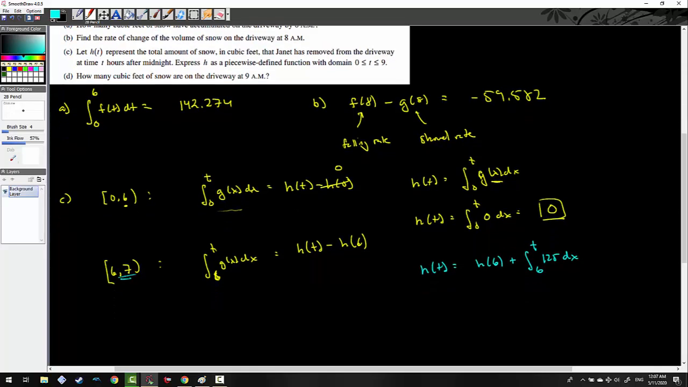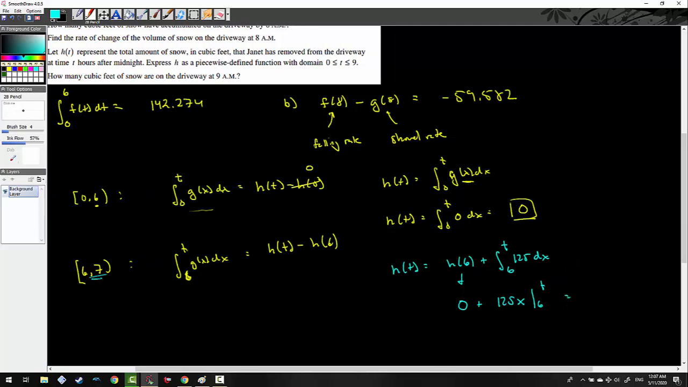Okay, well let's find out what h of 6 was. Well, h of 6, the integral from 0 to 6, all of this snow accumulated was nothing, so we actually have 0 here. And this is going to be 125x on 6 to t, which is going to be 125t minus 125 times 6. Again, first fundamental theorem of calculus.